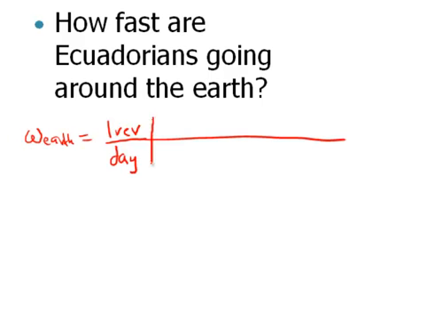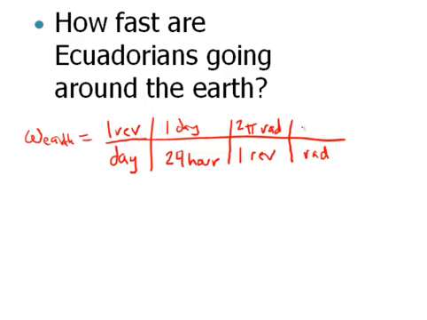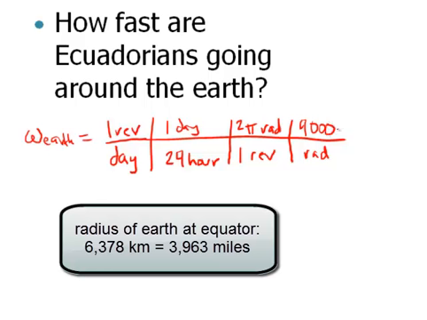So multiply by 1 day is equivalent to 24 hours. Now I've got my time unit, miles per hour, and now I've got to get revolutions into miles. We remember that 1 revolution is equivalent to 2 pi radians, which we'll abbreviate with RAD again. And then the radius of the Earth is approximately 4,000 miles. If you didn't know that, that's a fact worth memorizing. The radius of the Earth is approximately 4,000 miles.